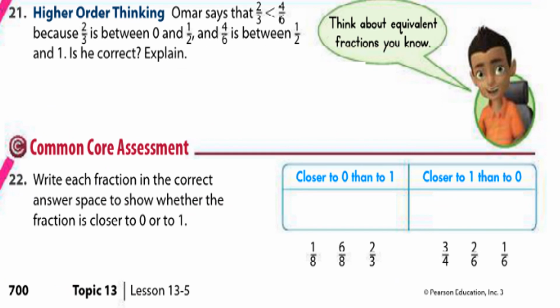Omar says that 2/3 is less than 4/6 because 2/3 is between 0 and half and 4/6 is between 1/2 and 1. Is he correct? To find out, we have to draw two fraction strips of the same size. This would be the first fraction strip and the second fraction strip. The first one we will divide into 3 equal parts, and the second one into 6 equal parts.